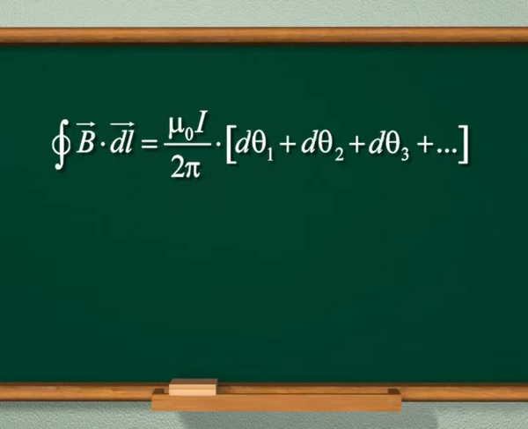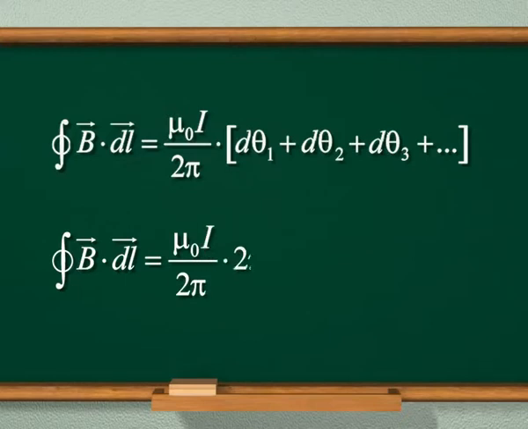Since the sum of these small angles is 2 pi, the line integral of B around the closed path becomes mu naught I upon 2 pi into 2 pi, or mu naught I. This is the proof of Ampere's circuital law in a general case. This result is independent of the size of the closed path, that is r.